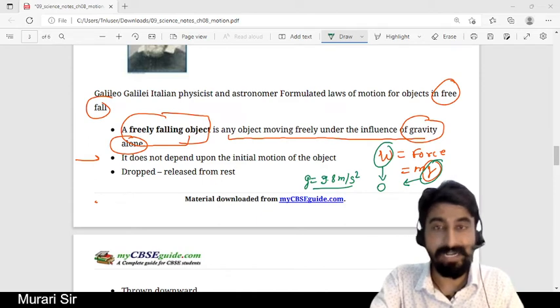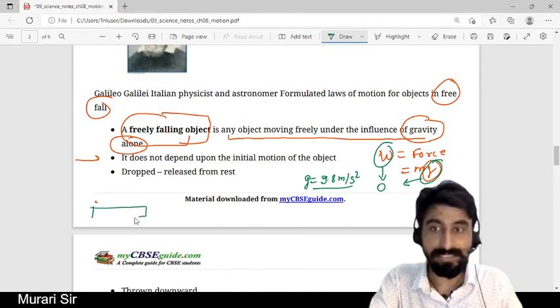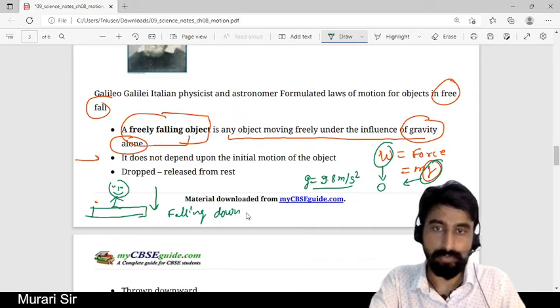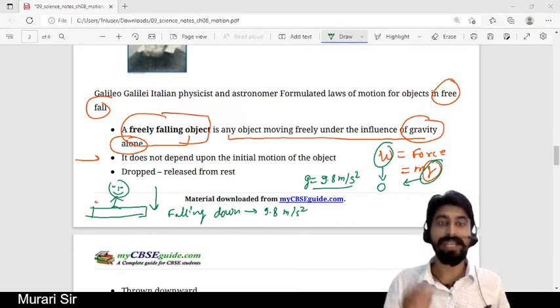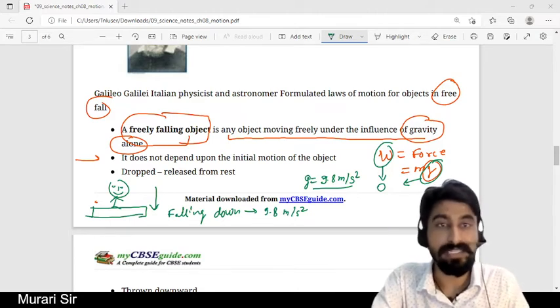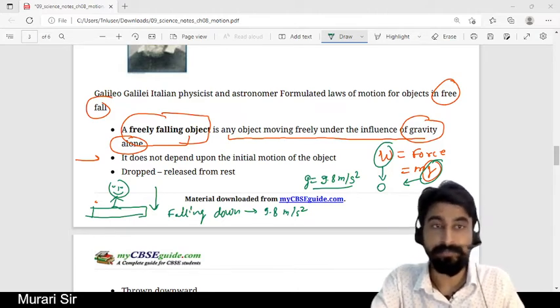If you stand on a weighing machine, and that weighing machine is falling downward with 9.8 meter per square second acceleration, then that weighing machine will show zero reading. How much will your weight show inside it? Zero will be shown. Hope it is clear now.